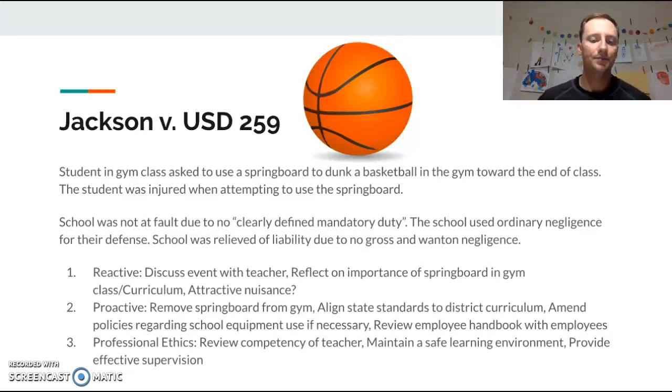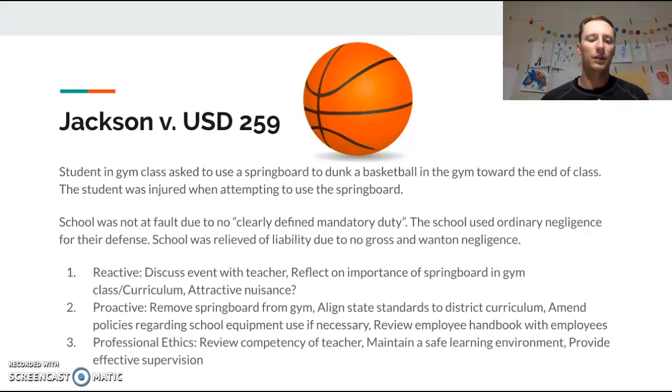Next, being proactive, I would most likely remove the springboard from the gym, and I would make sure that the curriculum we are teaching in physical education is aligning with state or national standards, and then amend any policies regarding school equipment use if necessary, making sure all students and stakeholders understand the rules and regulations when it comes to school equipment. Then I would review the employee handbook with all employees, making sure we all understand what is acceptable behavior and what is not, and where we need to step in and when we don't need to.